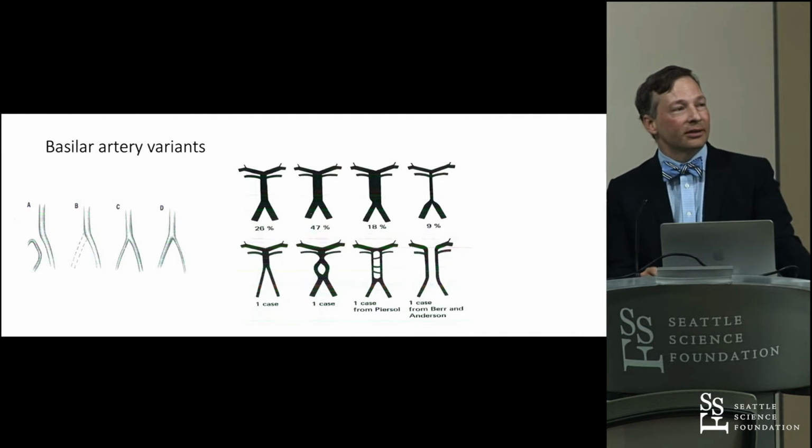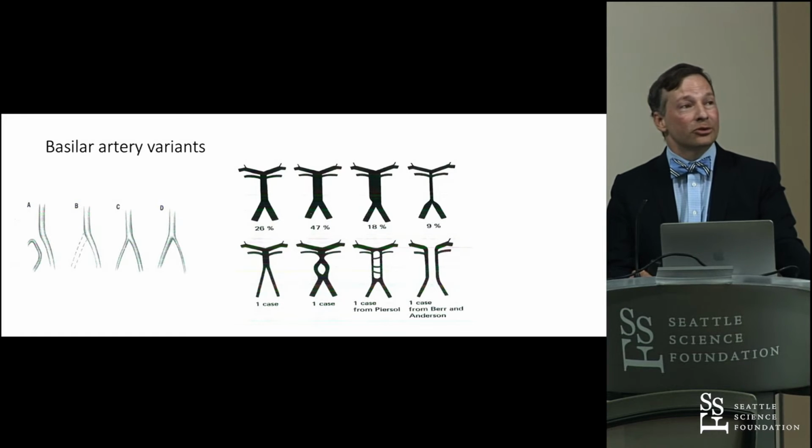Basilar artery variants. So we see you can have a basilar artery that has no contribution from the vertebral. That's very rare. It can have unilateral contribution. Basilar artery can be fat, it can be small, it can be fenestrated, it can have rungs that we see, it can be separated along its entirety, as you see there in the bottom right.